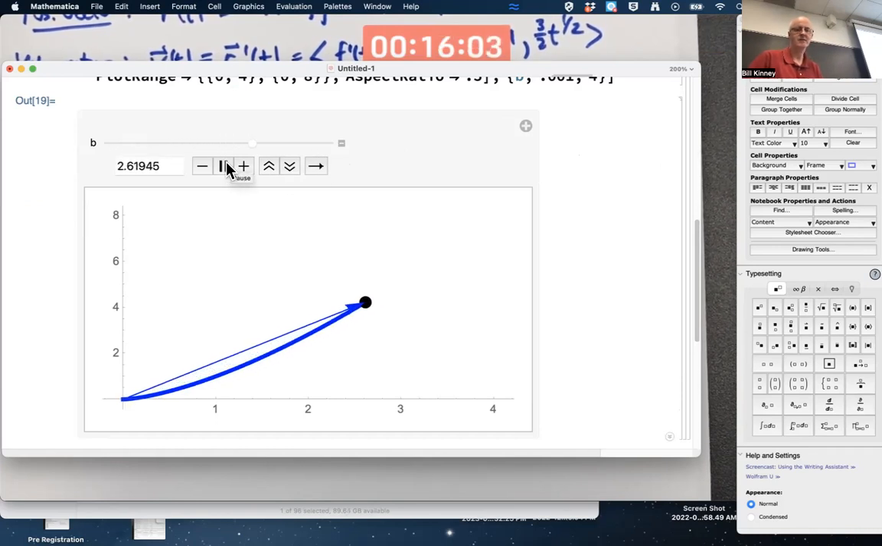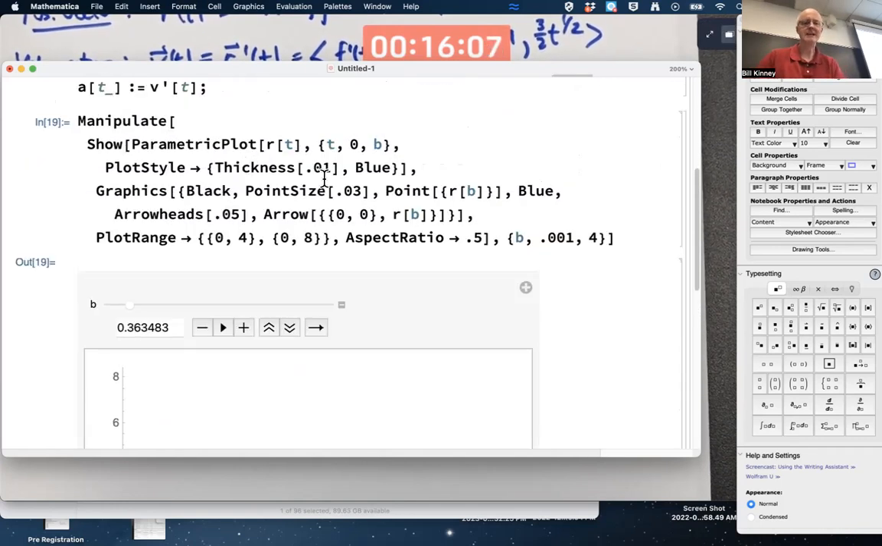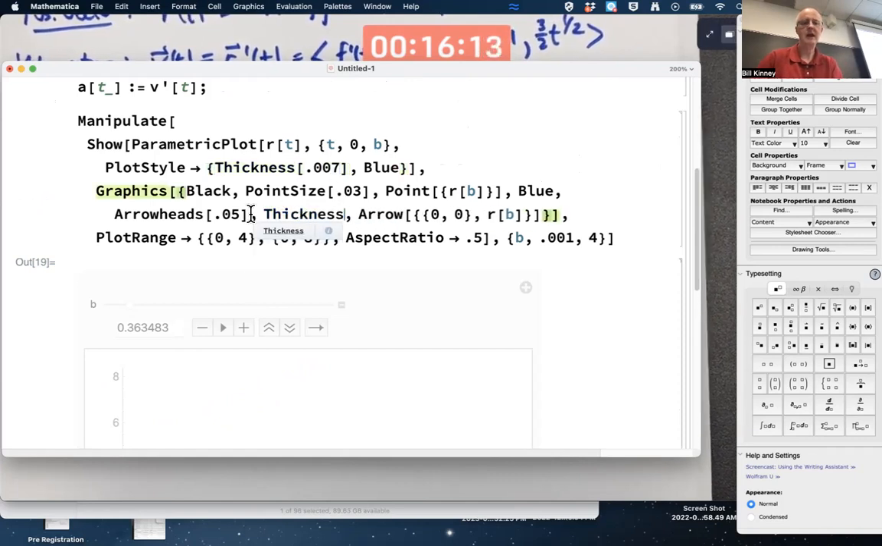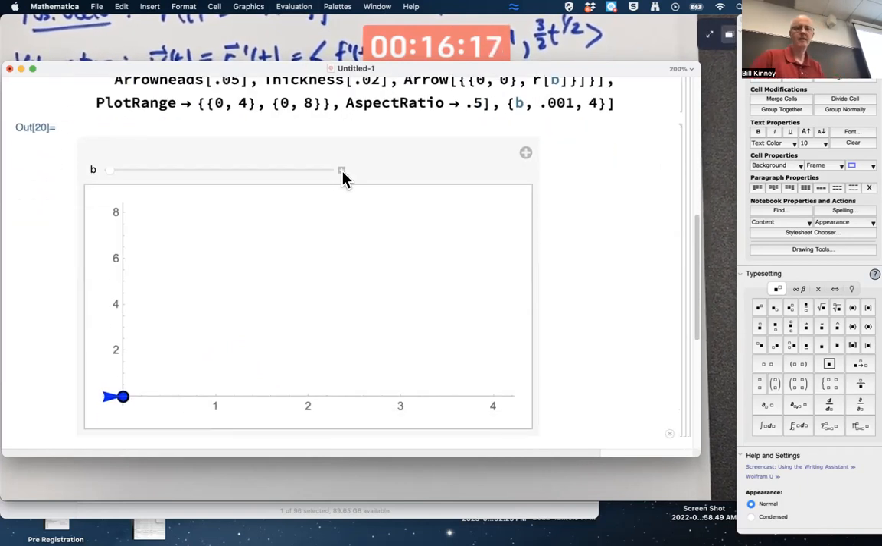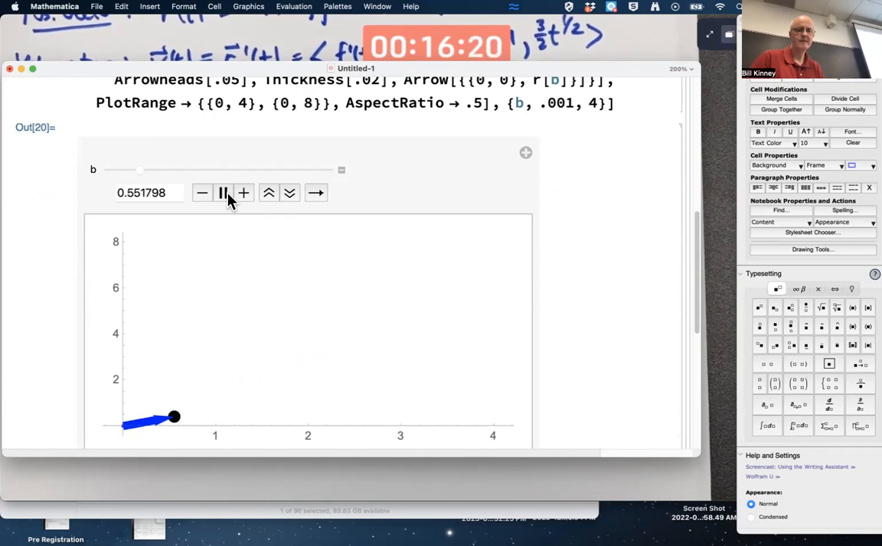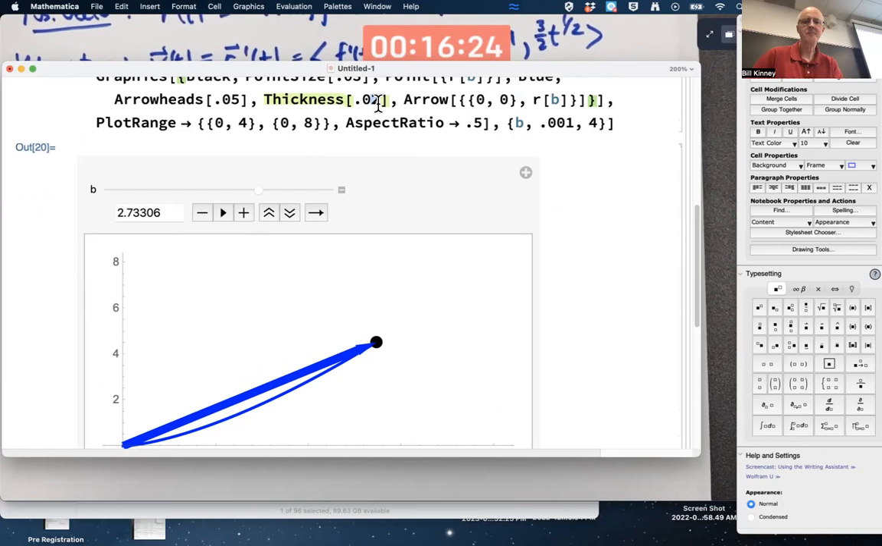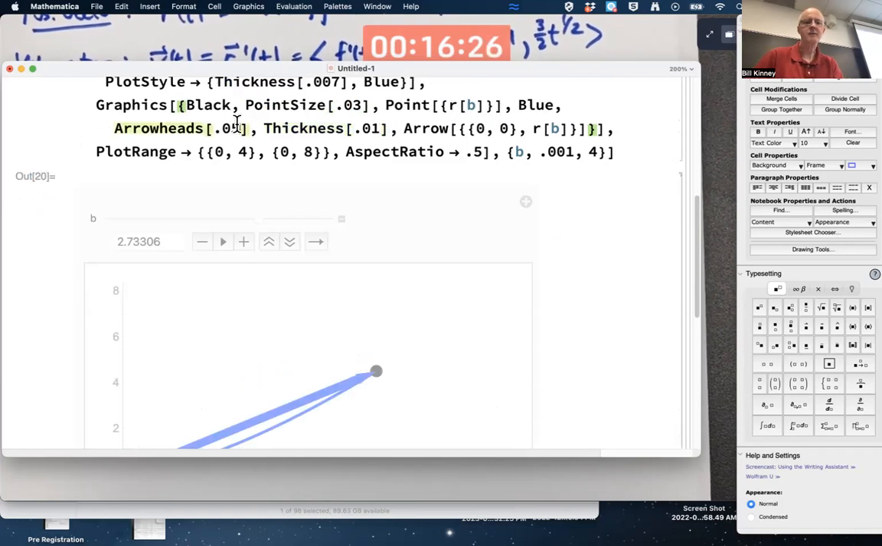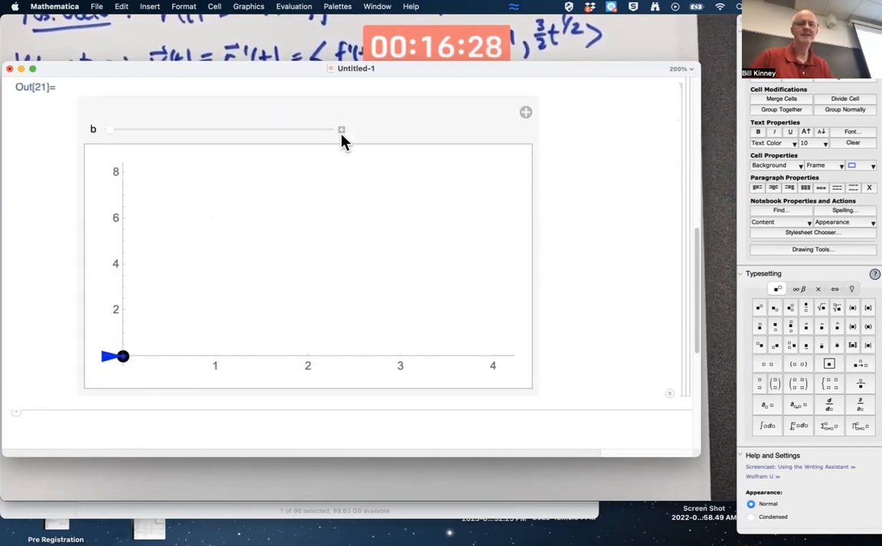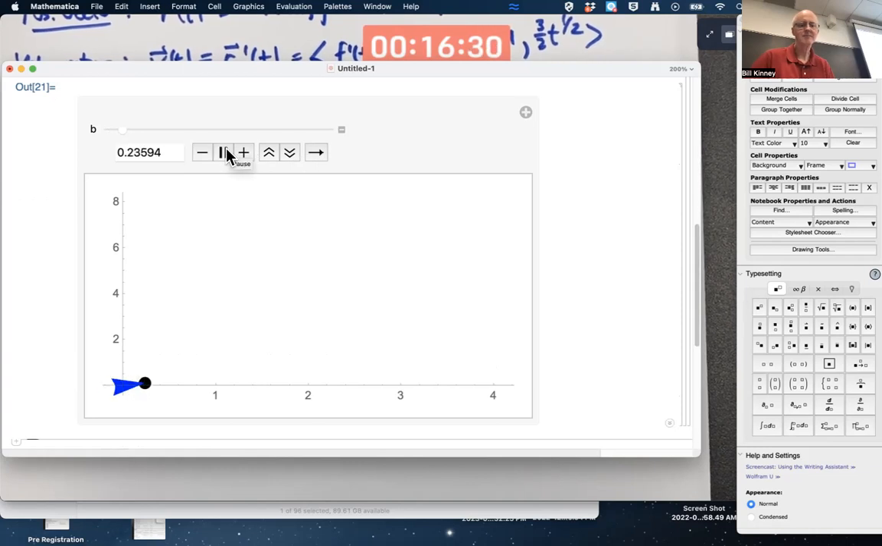Not very thick, though. I think I want it thicker than that. Maybe I'll make the curve a little less thick, and the arrow a little thicker. Oh, that's too thick. Okay, not quite so thick for the arrow. Maybe a bit bigger with my arrowheads. I'm trying to get the ideal picture in my own mind.